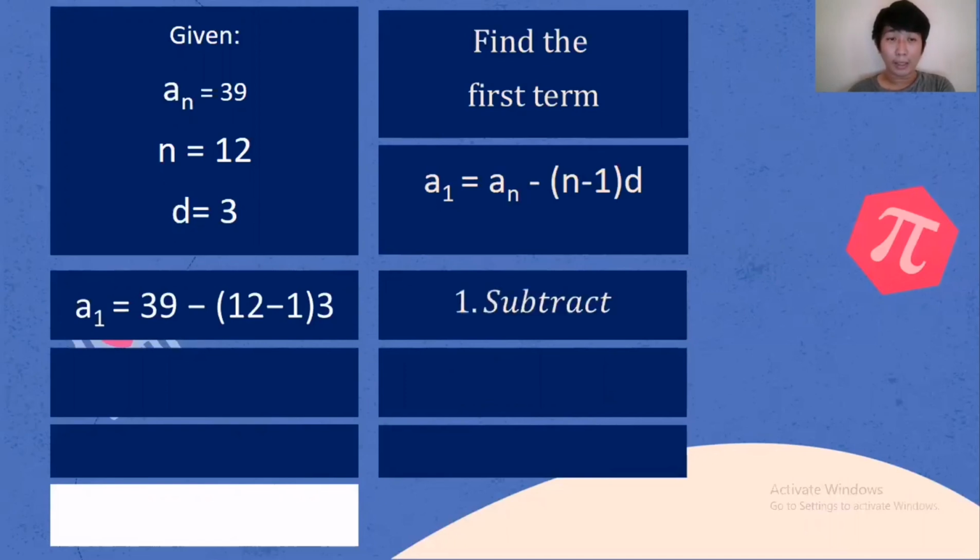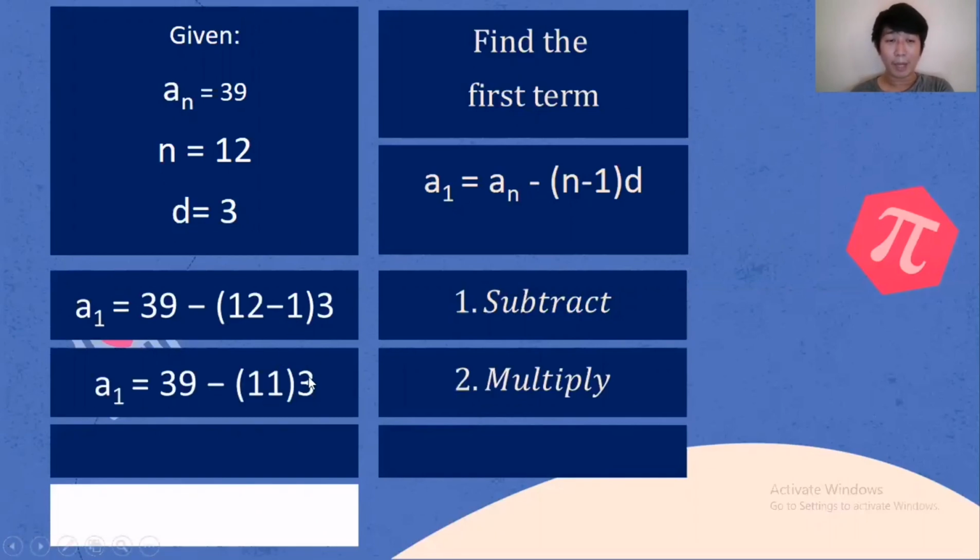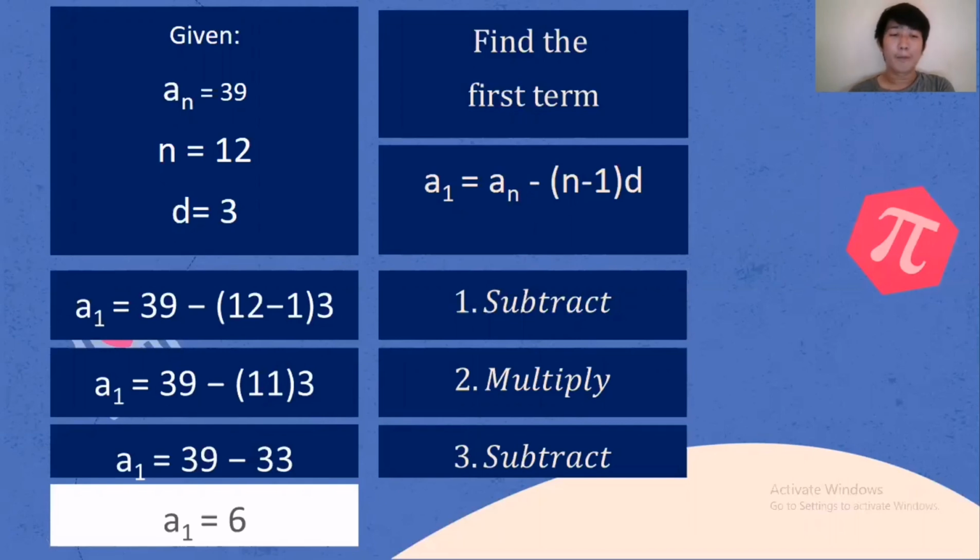So we subtract. That's the first process. 12 minus 1, that is 11. 11 multiplied by 3, that is the next process, multiply. 11 times 3, that is 33. And the last process is subtract. 39 minus 33 is 6. That means the first term of the given arithmetic sequence is 6.